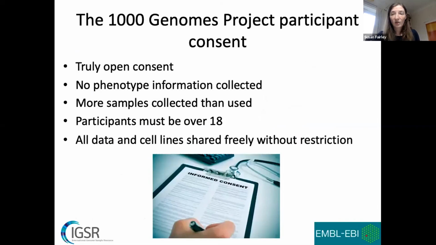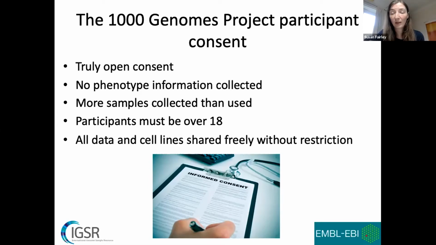One of the other things which is unusual about the 1000 Genomes Project is the samples that were in the 1000 Genomes Project have an extremely open consent. So there's no phenotype information collected. We don't know anything about these people. Were they short? Were they tall? Did they have high blood pressure? Also, they collected more samples than they used, so it's not possible to necessarily identify anybody or know, even if you found out that somebody had contributed a sample to the project, you wouldn't then automatically know that they were part of that set because they may or may not have been sequenced. The participants were over 18, and all of the data and cell lines can be shared freely without restrictions.